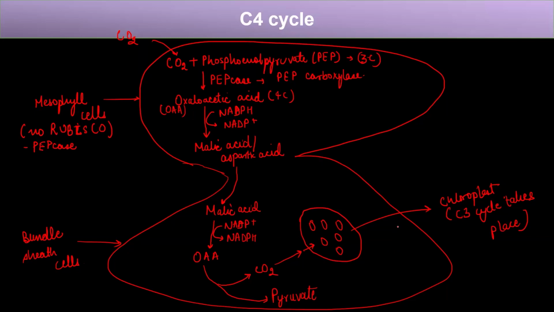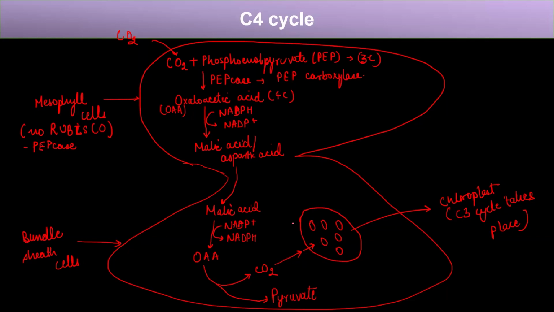And this is the reason why we call this C3 cycle the universal cycle. Because what we saw, although the process of initial fixation of carbon dioxide is different, ultimately it comes to the chloroplast where the C3 cycle takes place for the final carbon dioxide fixation. Okay, so in this chloroplast, the CO2 enters.